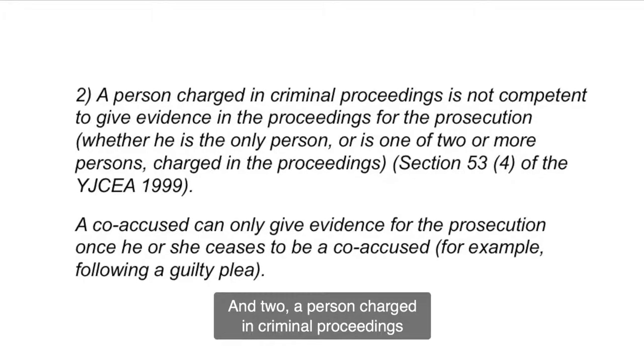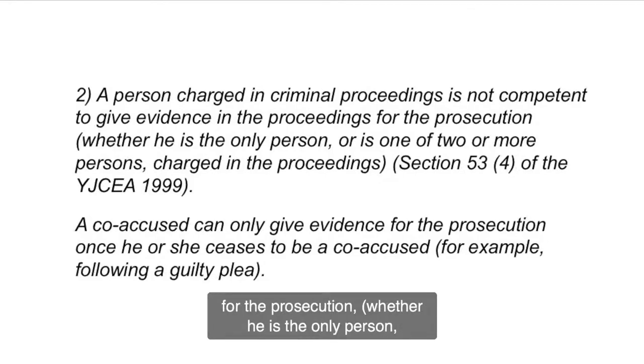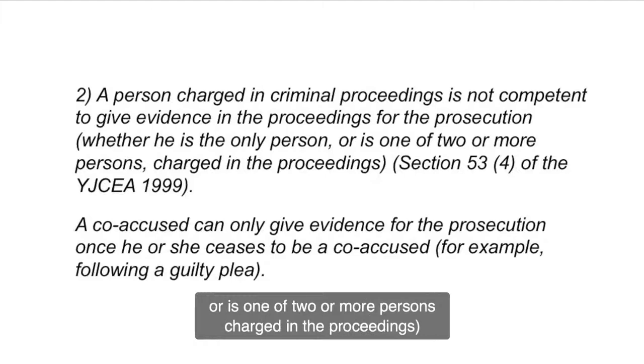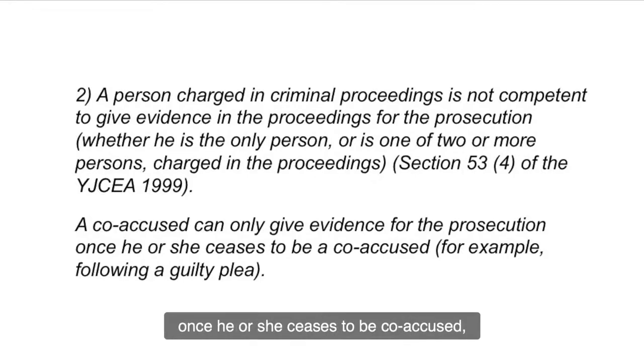And two: a person charged in criminal proceedings is not competent to give evidence in the proceedings for the prosecution, whether he is the only person or is one of two or more persons charged in the proceedings. And a co-accused can only give evidence for the prosecution once he or she ceases to be co-accused, for example, following a guilty plea.